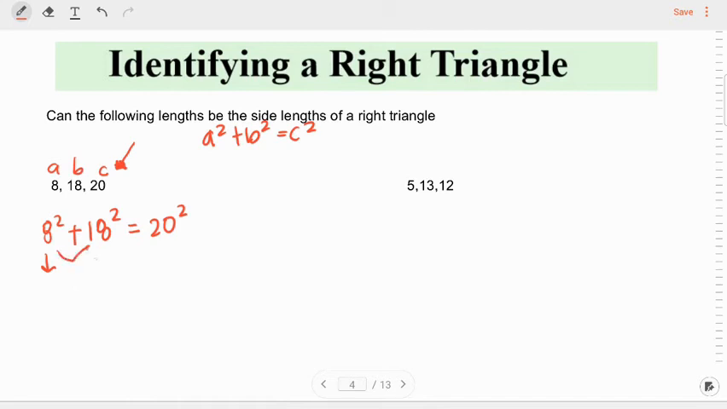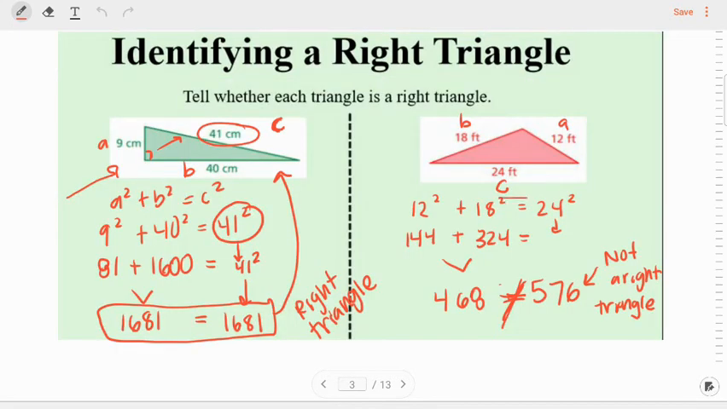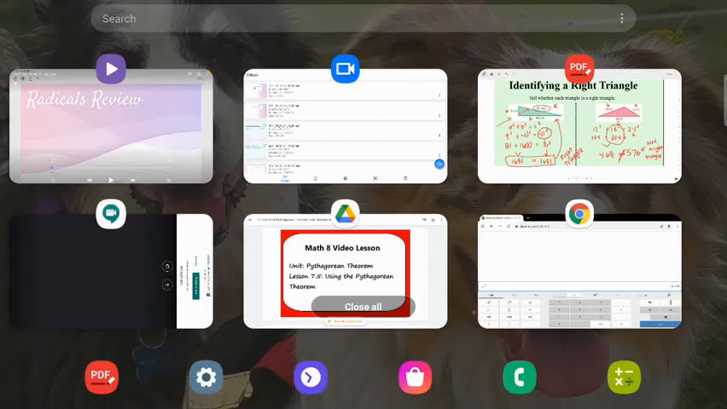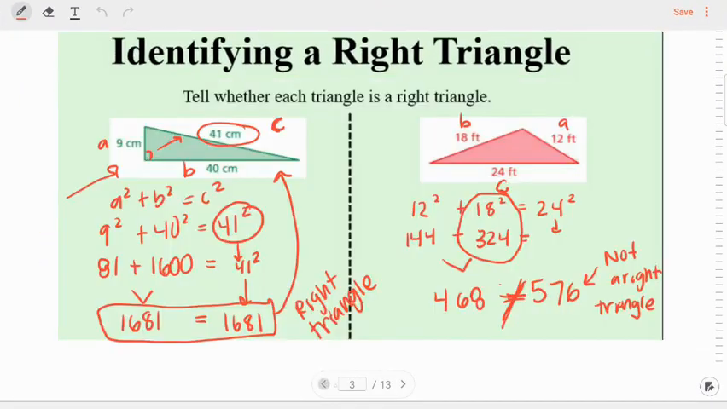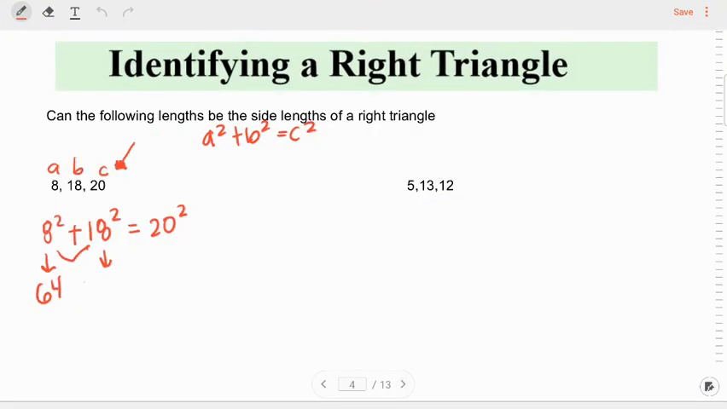Please don't add these together. Make sure, that's also another common mistake that we can make. Make sure you square them each. 8 times 8 is 64. 18 times 18, I believe we just calculated it for this side. 18 times 18 ended up being 324. Or you can type it in your calculator. Whoops, wrong button. 324. I almost forgot.